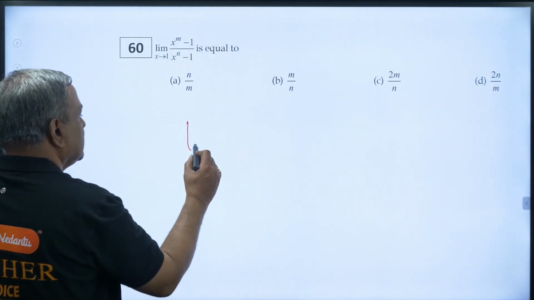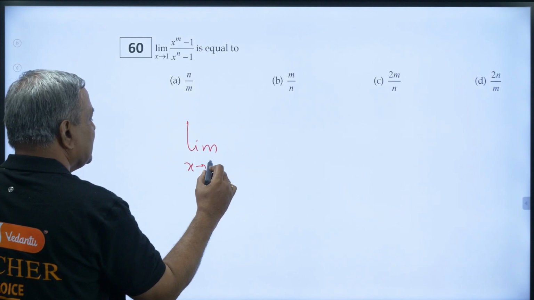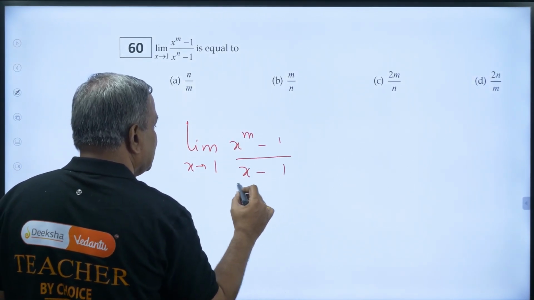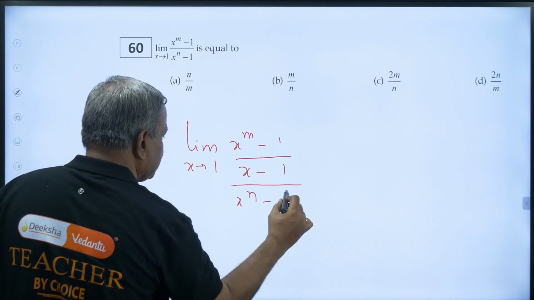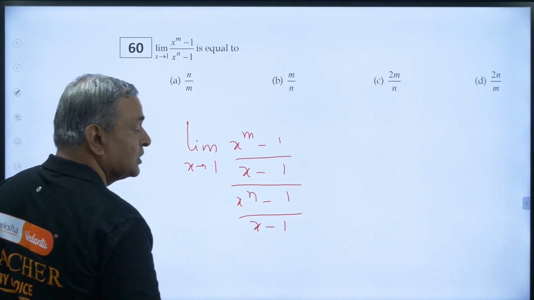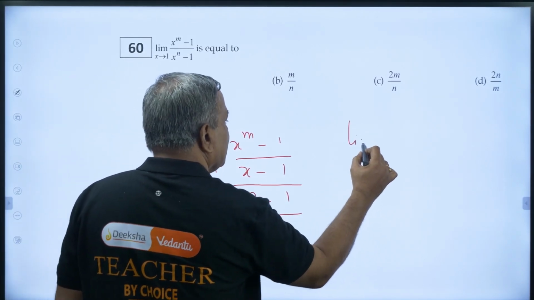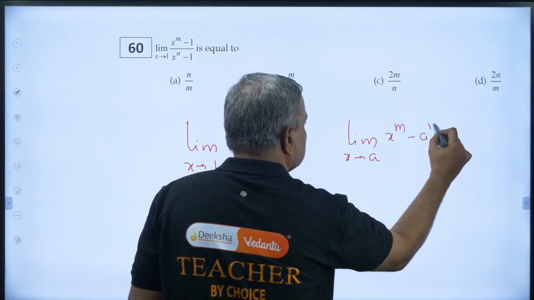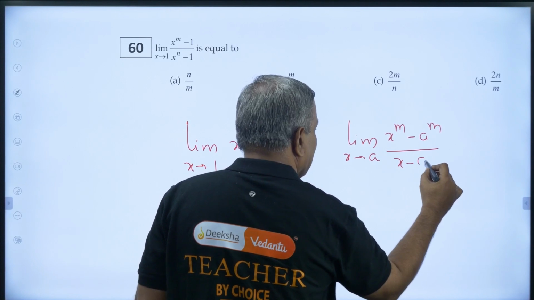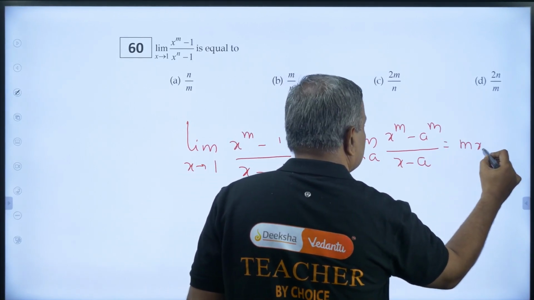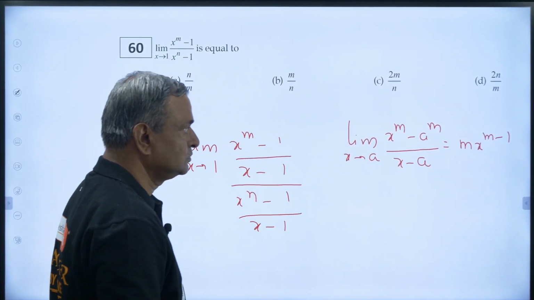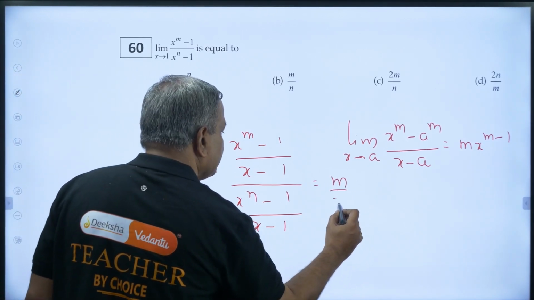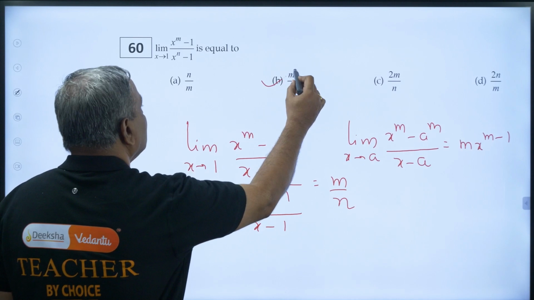Simple limit. Limit x tending to 1, x to the power m minus 1 by x minus 1 divided by x to the power n minus 1 by x minus 1. This is the standard limit: limit x tending to a, x to the power m minus a to the power m by x minus a is equal to m times x to the power m minus 1. Clear? Using that standard limit, this will become m by n. Option B.